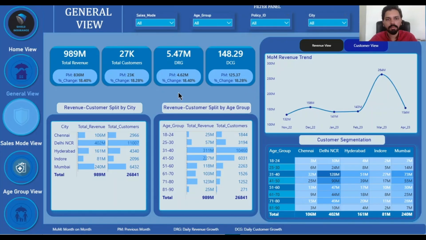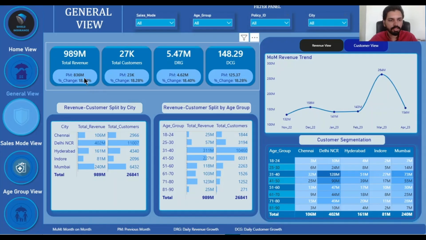Now let's start first with the KPIs, the most important KPIs for the company. These are total revenue, total customers, DRG, that is daily revenue growth, and DCG, daily customer growth. So we can see the particular figures. Total revenue is 989 million. The total customers for the company is 27K customers. Daily revenue growth is 5.74 million, and daily customer growth is 148.2.